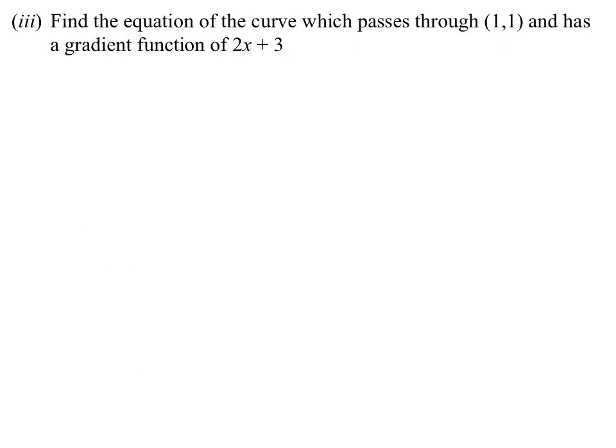Alright, well let's now look at that. So what is the equation of a curve which passes through the point 1, 1? Has a gradient function. Gradient function. Well, that's just a fancy way of saying the derivative, because it is the function that finds the gradient. So basically they're telling me the derivative is 2x plus 3. Okay, I know dy dx is 2x plus 3. I want to find its primitive.